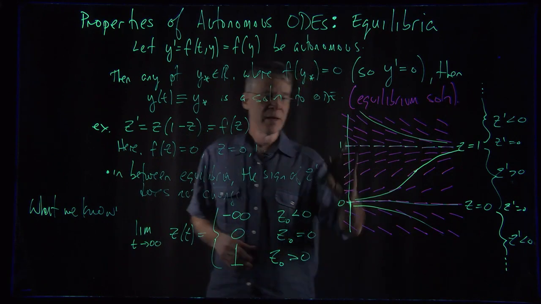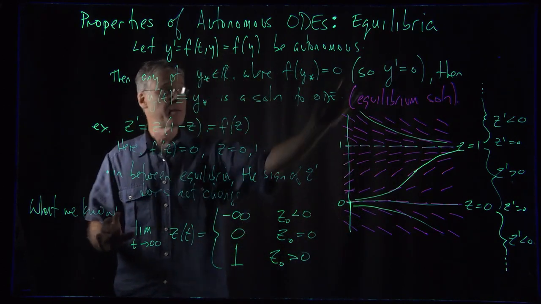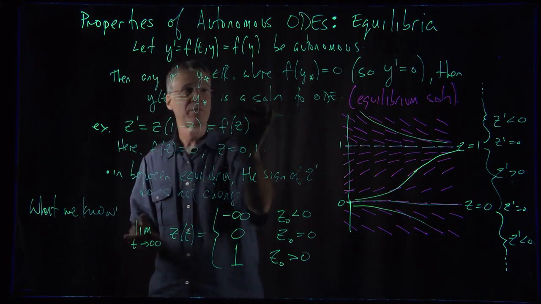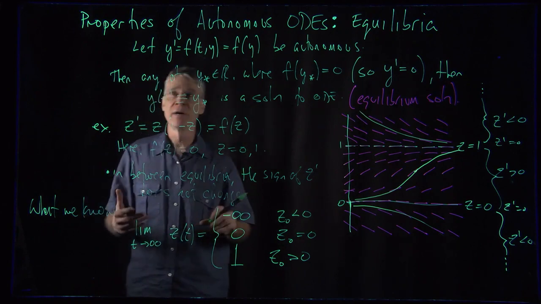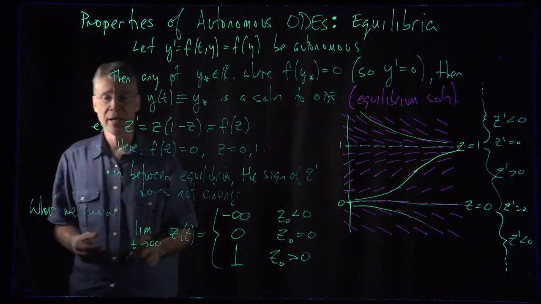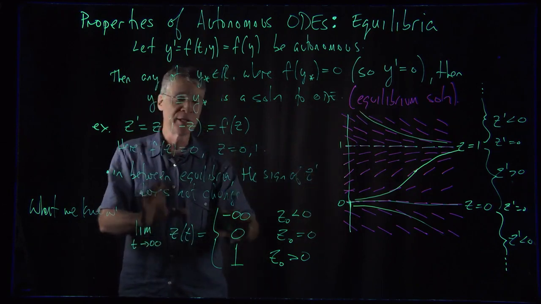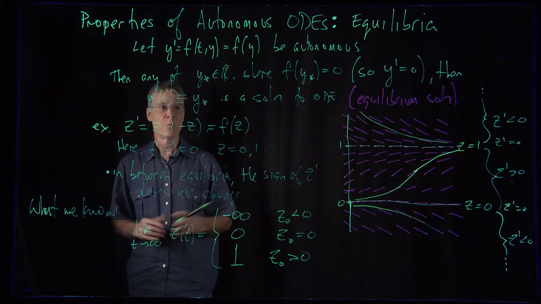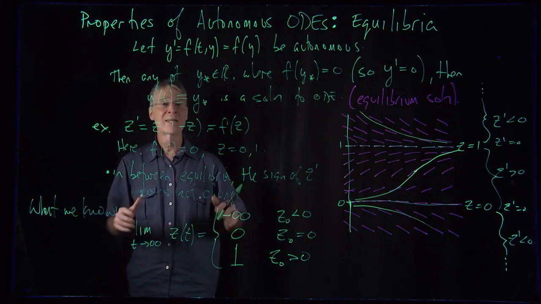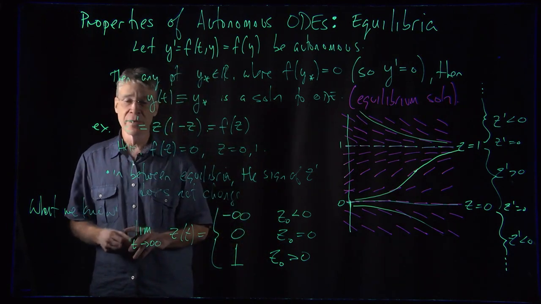modulo the die-off. Anyway, all this can be gleaned from just bits of information like the equilibria solutions, and a knowledge of the fact that solutions do exist and are unique, that we can start to say a lot about how all solutions behave just by knowing some of the properties of equilibria, where they are and what happens around them. There's a way to classify what happens around equilibrium, but we'll do that in another video.